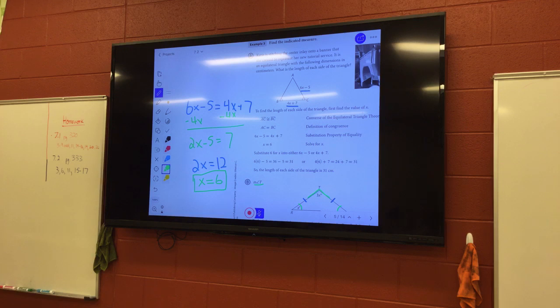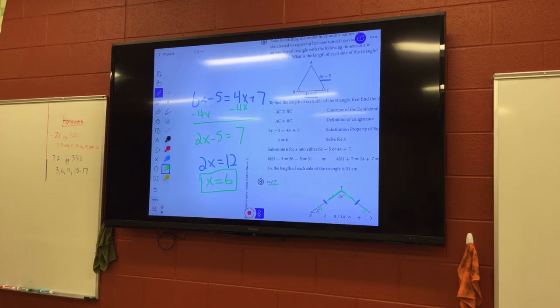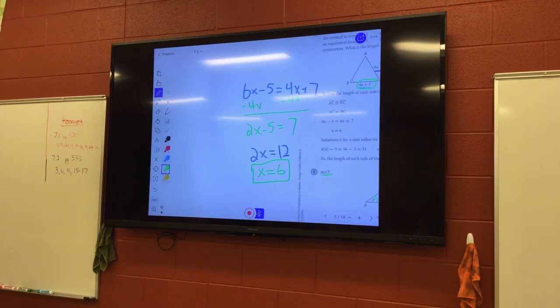Okay, so now that I have that 6, all I have to do is plug it in, just like the isosceles one. I plug it in to whatever side I need. So let's plug it in there. So 4x plus 7, substituting that 6 in. So 4 times 6 plus 7. 4 times 6 gives me 24. Then I add that 7. So 24 plus 7 gives me 31.